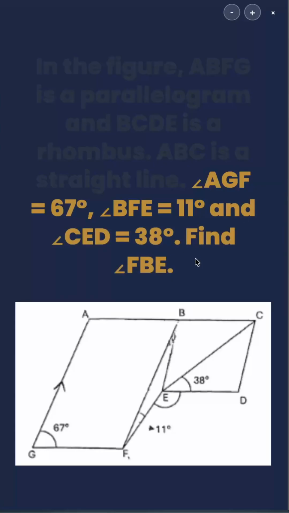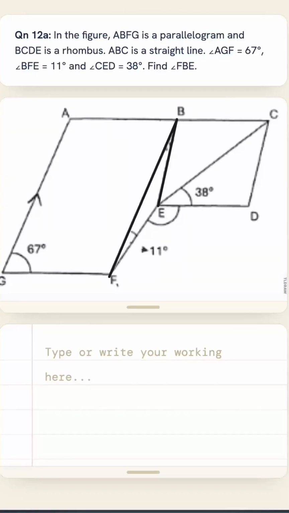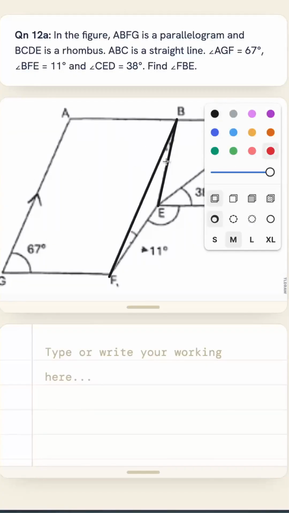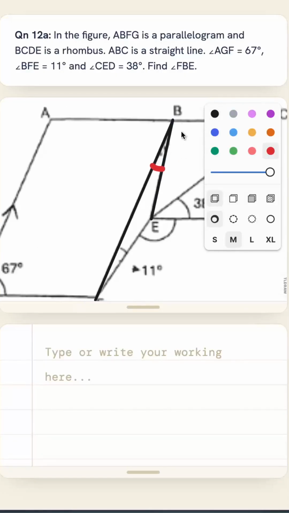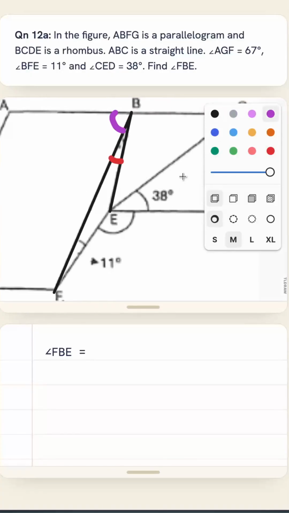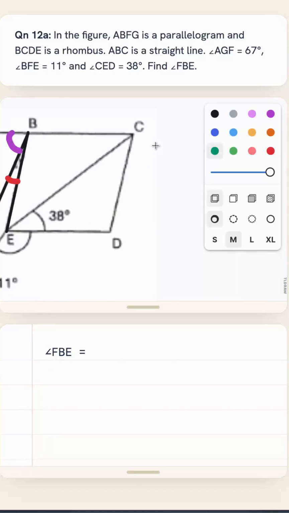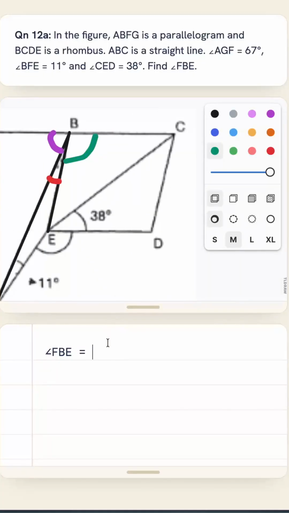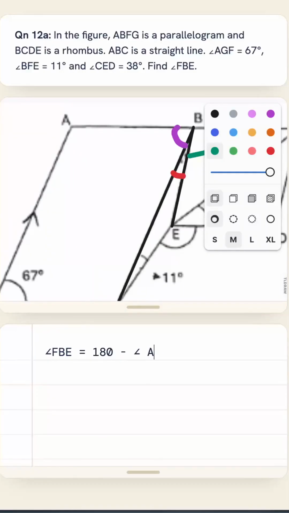Find the angle FBE. If you were to just highlight this red part over here, this is what angle we are looking for. Can you guess what is the equation that we need to find angle FBE? For angle FBE, we actually just need to find two other angles, which in this case is angle ABF, which is in purple, and angle EBC. So in essence, it's 180 minus angle ABF and minus angle EBC.